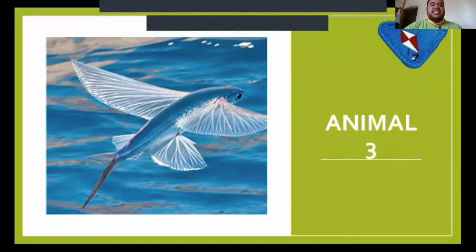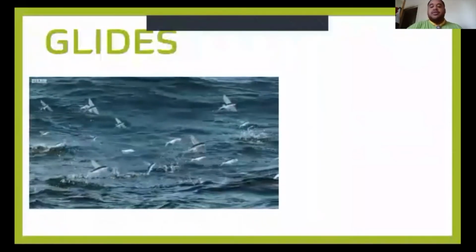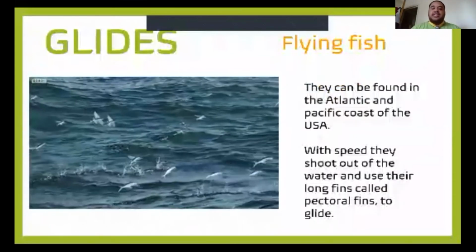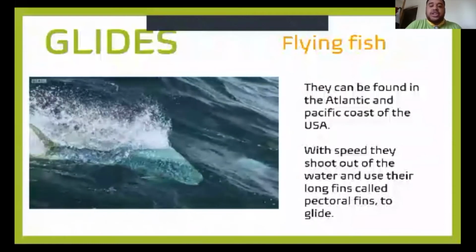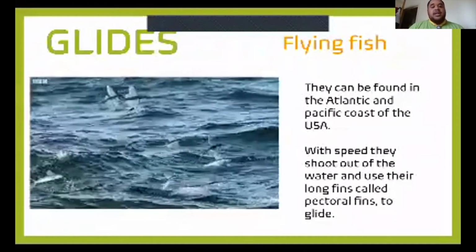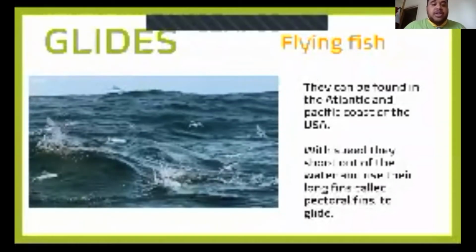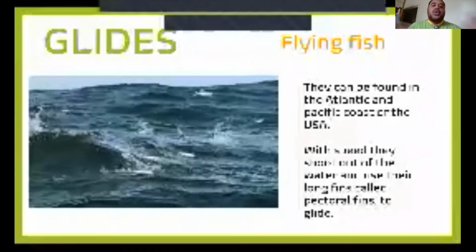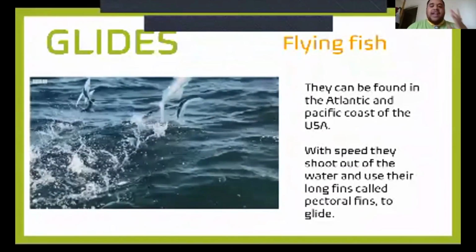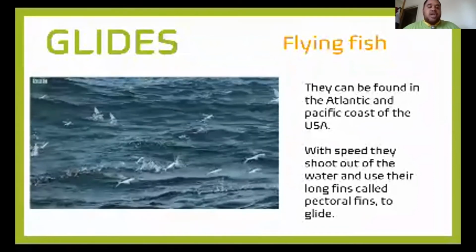So this animal glides through the air. So these are what you call flying fishes. Okay, normally found in any Atlantic or Pacific Ocean near the coast of the USA. So what happens here is underneath the water, there's bigger fishes that are looking to eat them. So what they do is they swim very fast and they shoot up through the water and they use their fins called pectoral fins, which are very long.